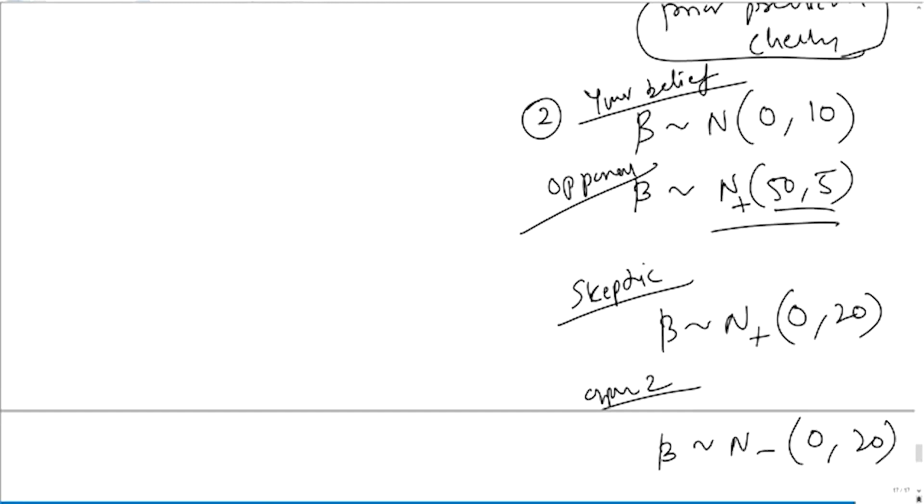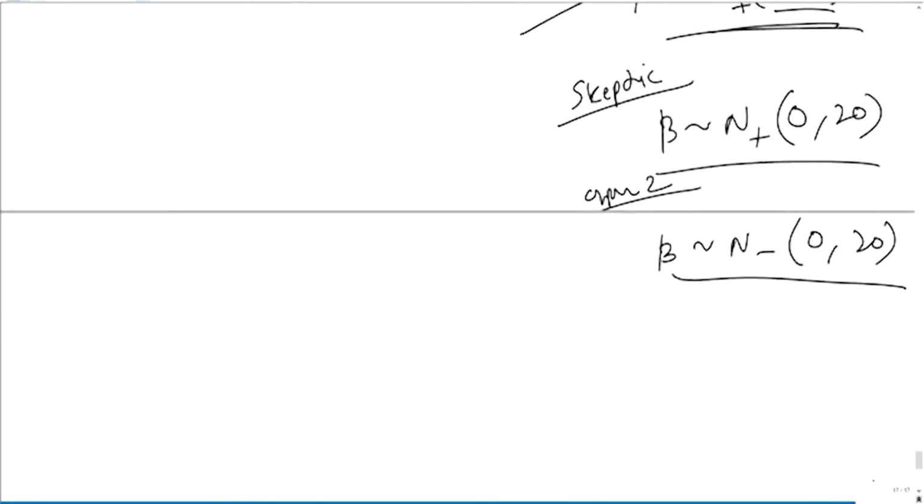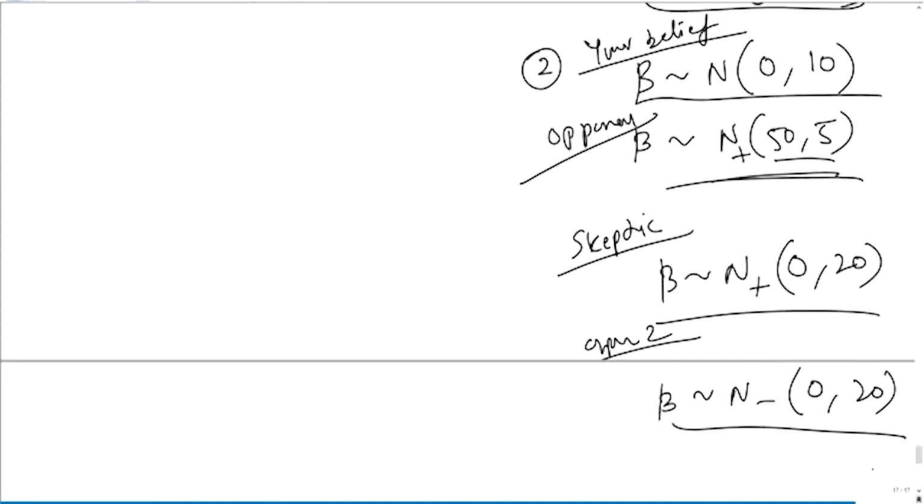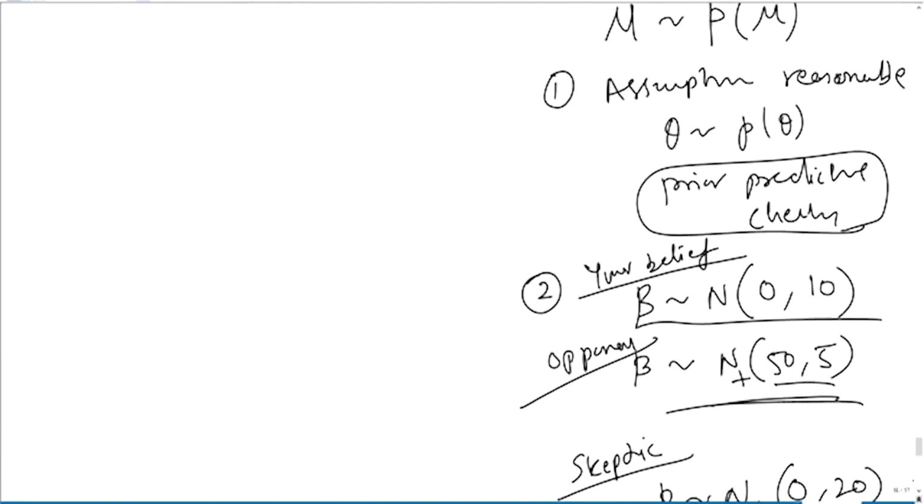So, this will make, let's say, 4 models. Now, you have 4 models of the underlying process with different prior distributions on beta. You can compare these 4 models to check which belief, which prior assumption, is better at explaining the data. So, this is another way in which you can specify the prior. Using beliefs, your belief, opponent belief, skeptic belief, you can use all those as prior distributions.